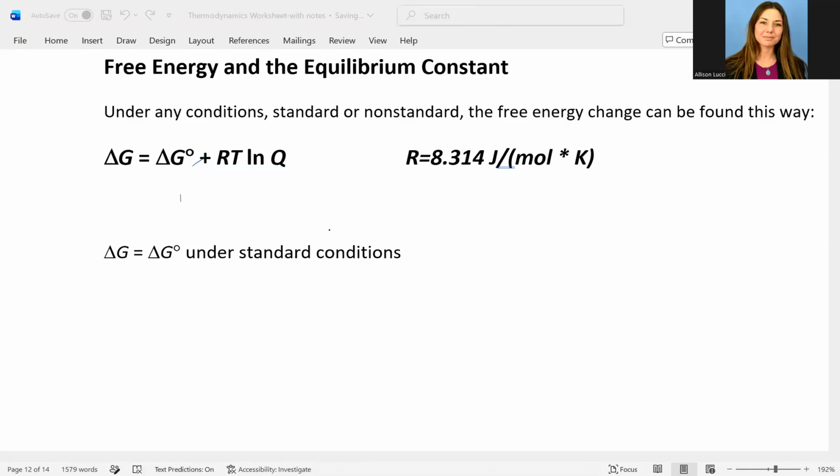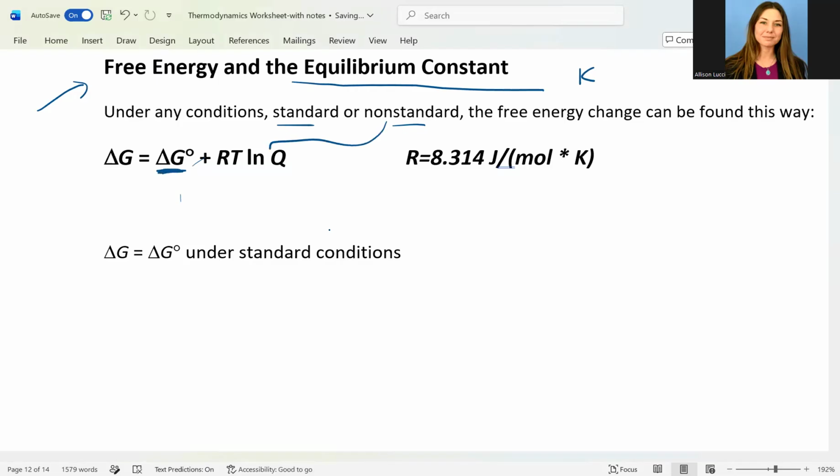We're now going to take a look at free energy and the connection to the equilibrium constant, K. Under any conditions, standard or non-standard, and we discussed what standard meant, there were some conditions that were met, 1 molar concentration, 1 atmosphere pressure, things of that nature, when delta G naught was measured. So this is our standard delta G here. But even under non-standard conditions, we can solve by using this other term here, which includes the gas constant, R.